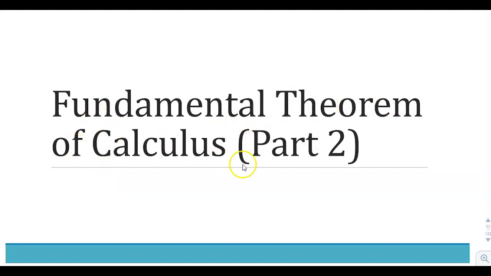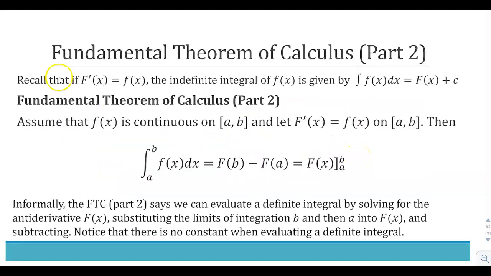Fundamental Theorem of Calculus, Part 2. We're going to start by looking at the Fundamental Theorem of Calculus, Part 2.